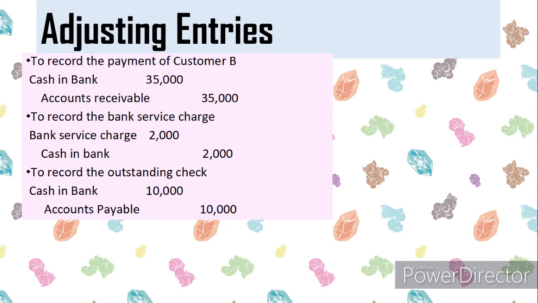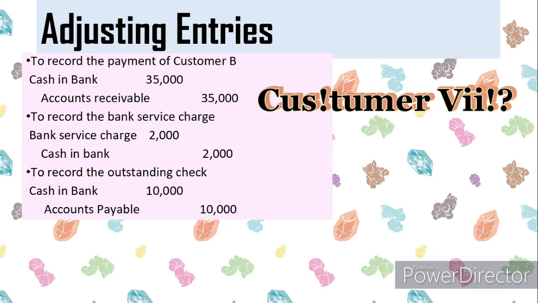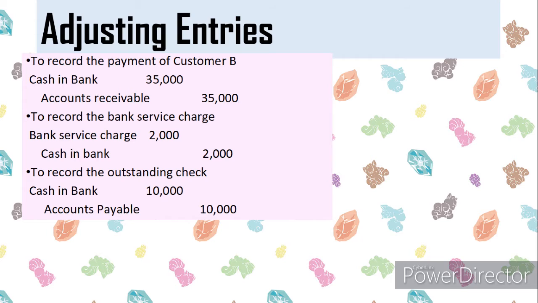Dito naman tayo sa adjusting entries. To record the payment of customer B. So, dito tayo sa credit memos. Bale, ang magiging entry niyan is cash in bank 35,000 pesos at accounts receivable 35,000 pesos. Tapos, to record the bank service charge. Ito naman yung debit memo. Mag-debit tayo ng bank service charge 2,000 pesos, tas cash in bank 2,000 pesos. Nag-credit tayo ng cash in bank na 2,000 pesos kasi nabawasan yung pera natin.